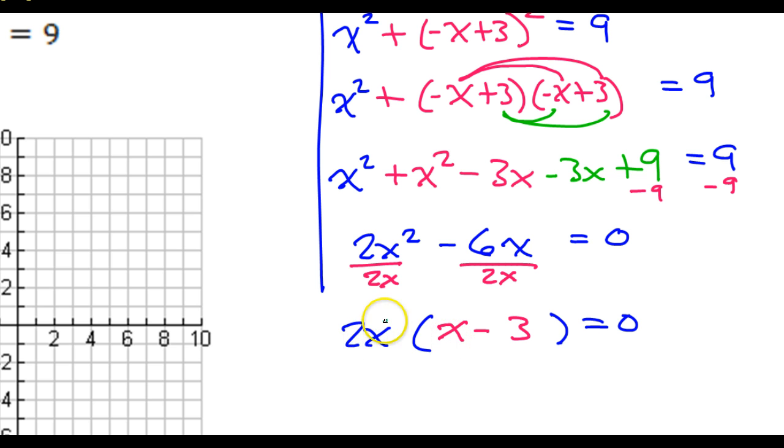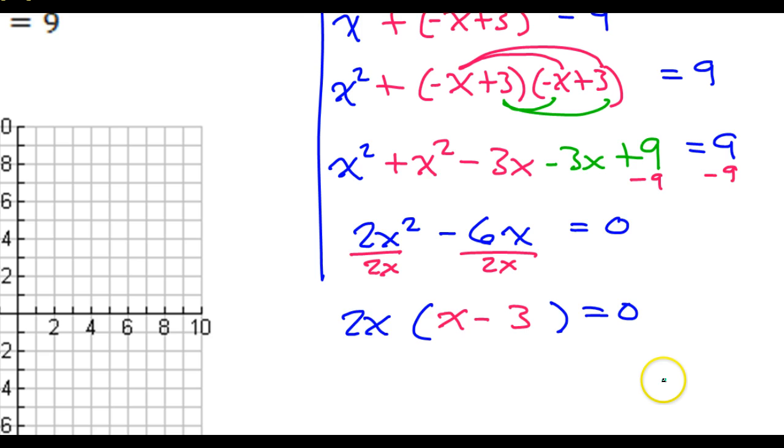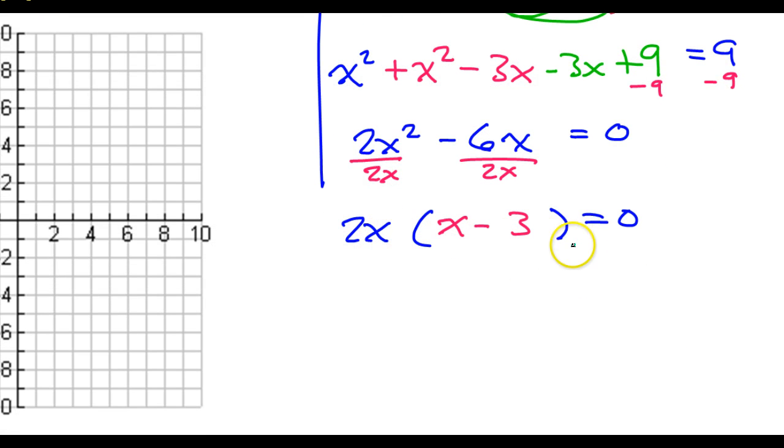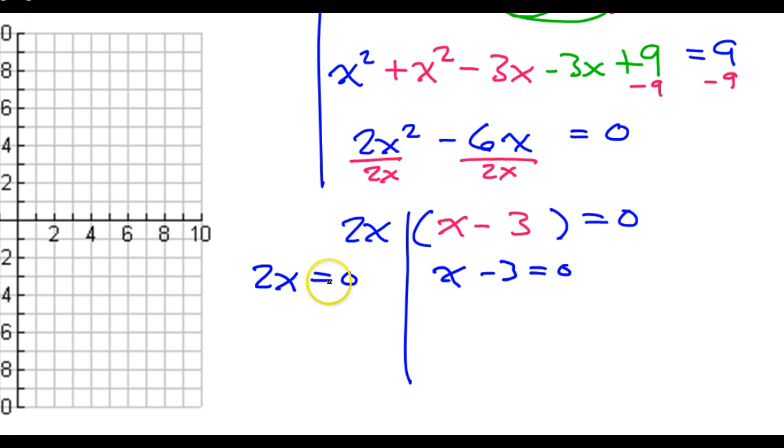Mentally, I'm thinking 2x times x would be 2x squared. And 2x times negative 3 would get me back to negative 6x. So it sort of checks out. Now I have to keep going from here to find my two solutions by using something called the zero product property. And that just means that I can take each of these factors and set them equal to 0. So I'll have 2x equals 0, and I'll have x minus 3 equals 0.